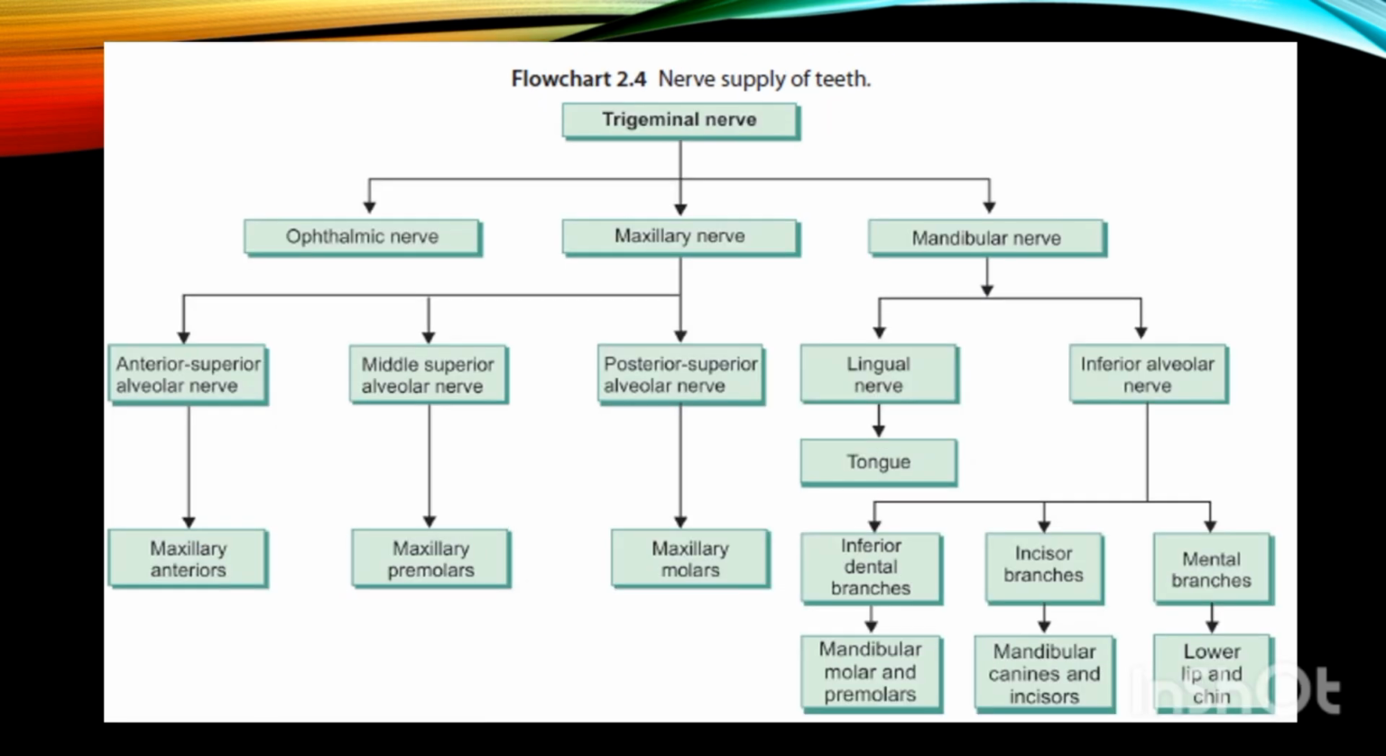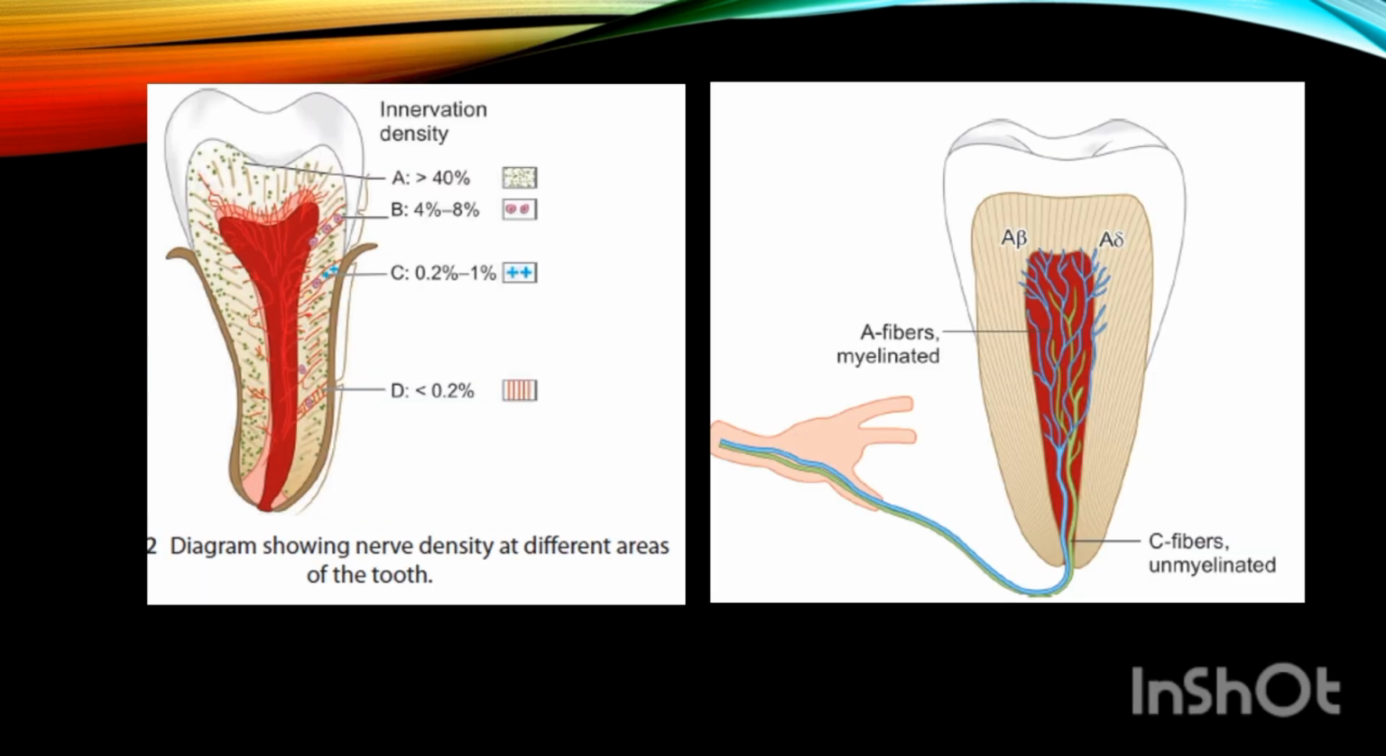The nerve supply of the teeth is mainly supplied by the trigeminal nerve. So we have the ophthalmic nerve branch, then there is the maxillary nerve and the mandibular nerve. So now the maxillary nerve will further divide into anterior superior, middle superior, and posterior superior alveolar nerves. Now the mandibular nerve gives rise to the lingual and the inferior alveolar nerve. Okay, and there are further branches given out by these particular nerves, and they further supply the respective areas.